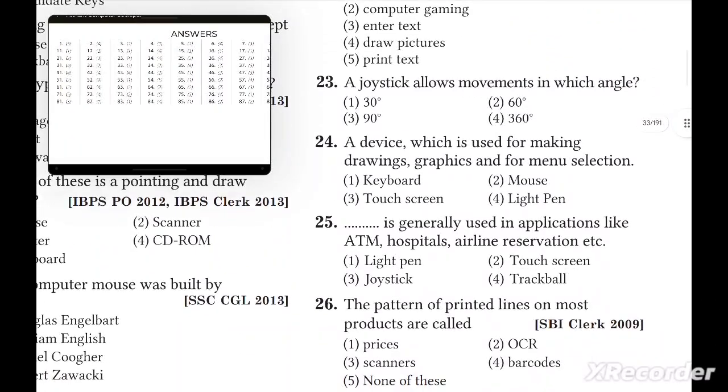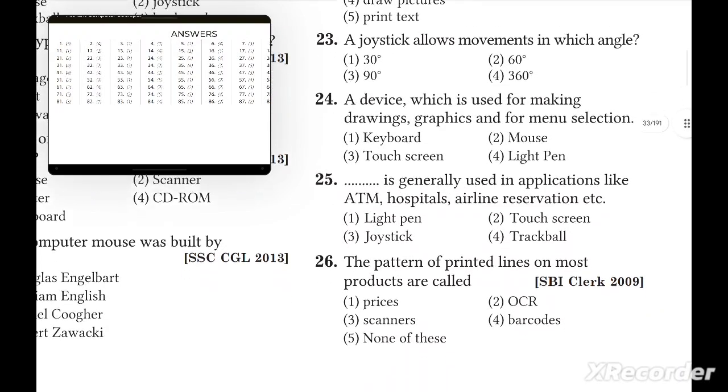Next, a joystick allows movements in which angle? First, 30 degree. Second, 60 degree. Third, 90 degree. Fourth, 360 degree. The correct answer is fourth, 360 degree.